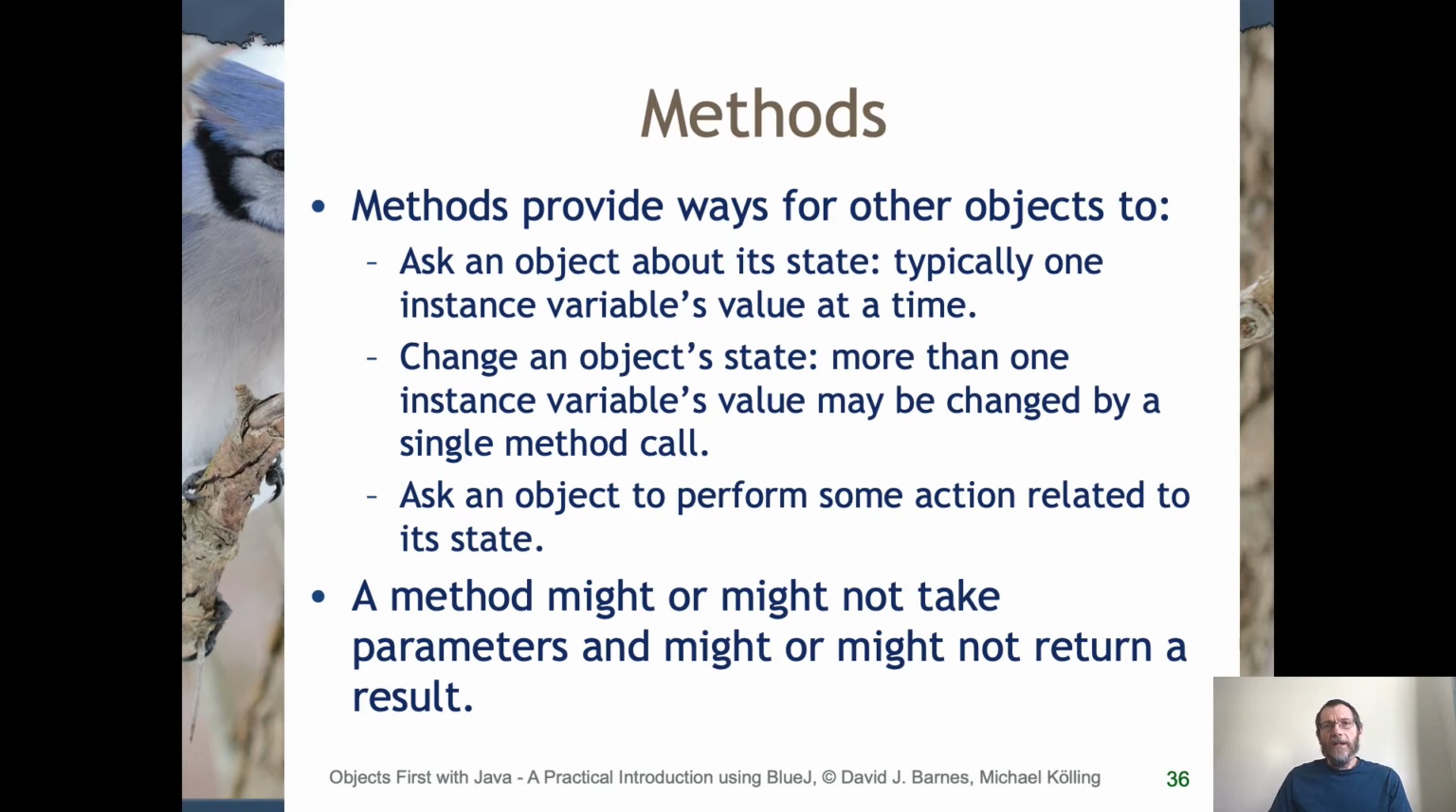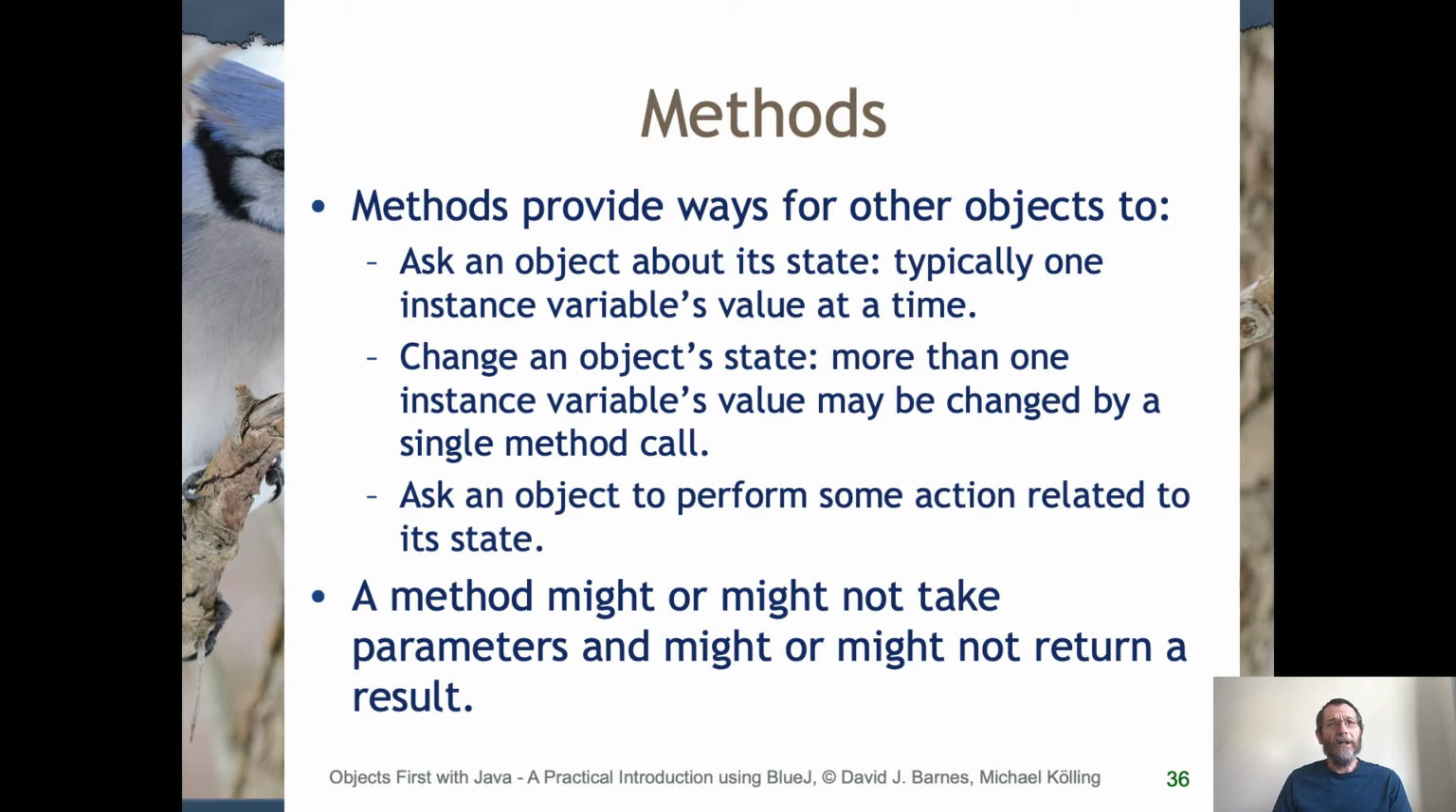So methods are a way of providing other objects within a program ways to interact with our objects. Up to this point, we've not really thought very much about the context in which an object operates inside a program. We've been a human user interacting directly with an object on the object bench within BlueJ. That's an artificial kind of setup.